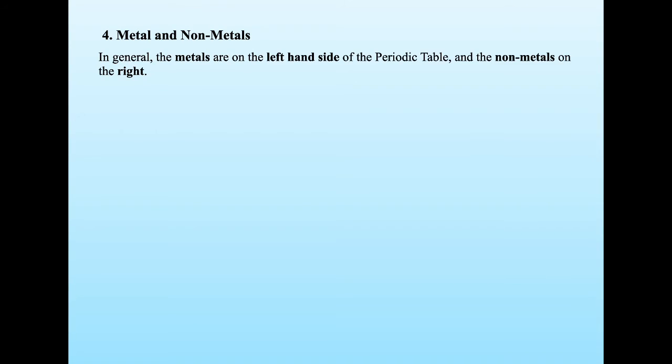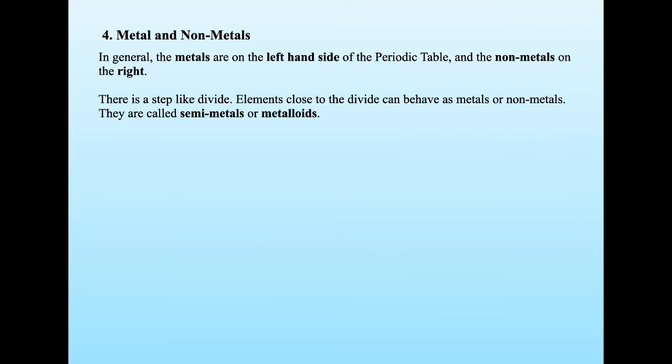And whether an element is a metal or non-metal, we can deduce that from its position in the periodic table. Generally, the left-hand side is where the metals are found, and the right-hand side is where the non-metals are found. And in the middle, there's a step down, and along that step you get something called semi-metals or metalloids. Okay, so we can start to discuss something called metallic character.